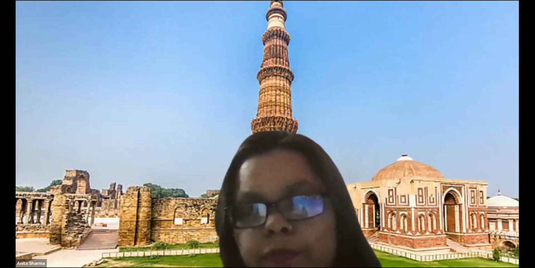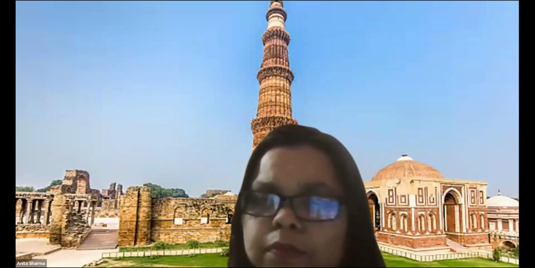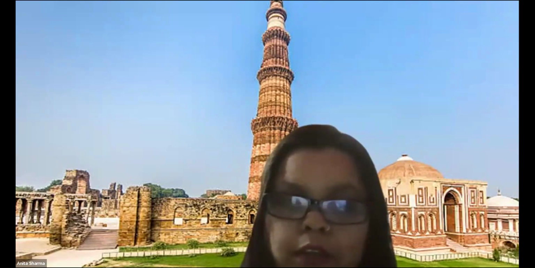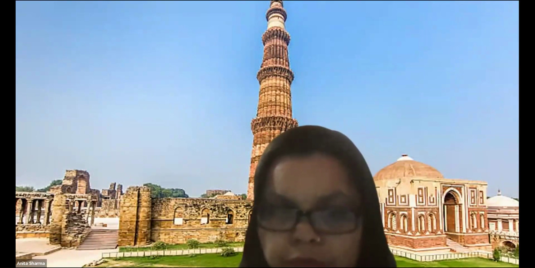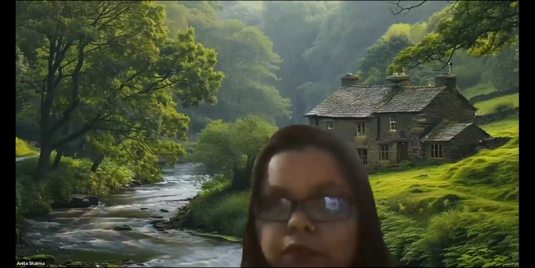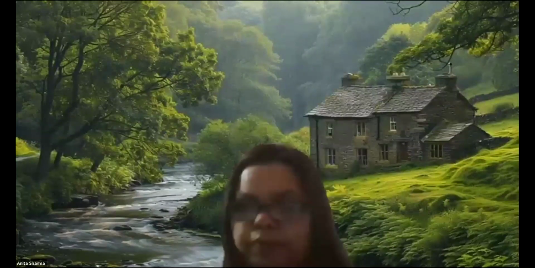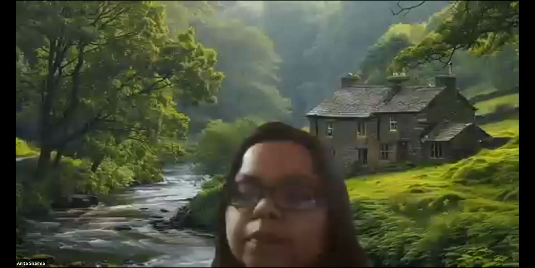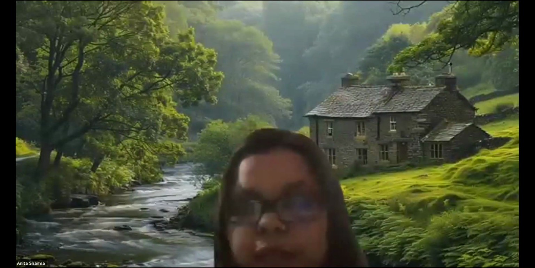Is the screen visible to all? Yes, ma'am. Okay. So have you ever thought that there is any way to find the height of this Qutub Minar? Or suppose a house is there, and a river is flowing in between. So how can we find the width of this river? Any idea?